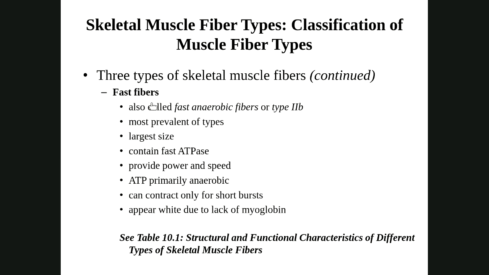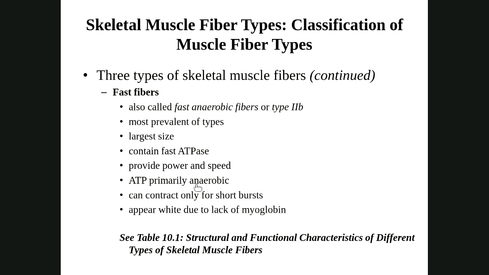The fast fibers, these guys are the largest. Here it says they're the most prevalent, right? And that's not necessarily correct because, again, most of ours are kind of in between. We can kind of train and we can change some of our fast to slow or slow to fast. These guys provide power. And if we're talking about raw speed, then they provide speed. If we're talking about long-term endurance speed, then they don't provide that.